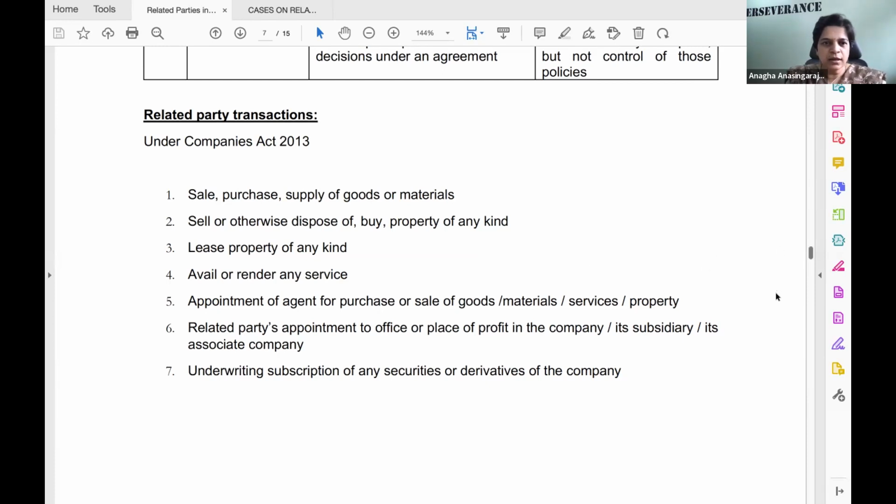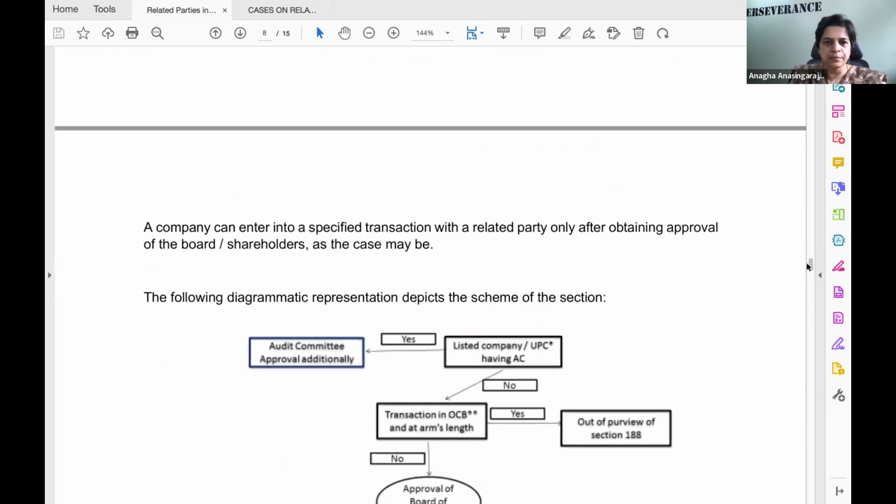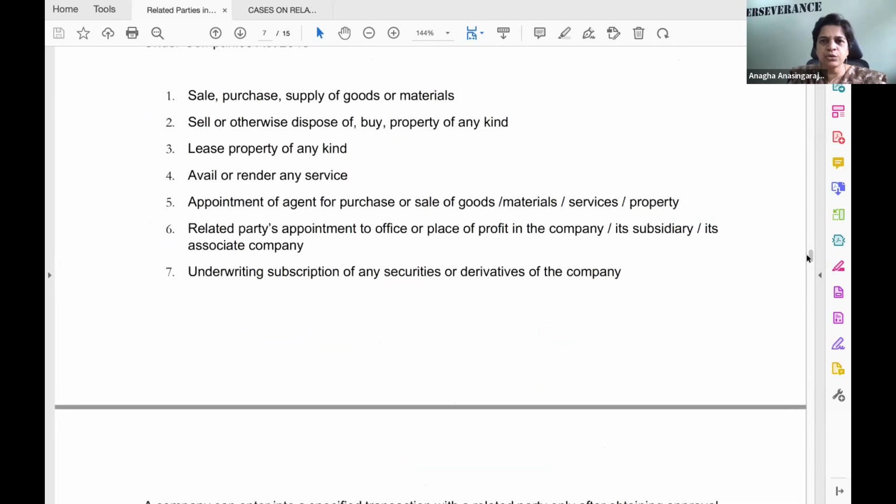So the transactions generally defined in 188 are sale, purchase, or supply of goods or materials; sale or otherwise disposing of, buying, or leasing property of any kind; availing or rendering of any services; appointment of agents for purchase or sale of goods, materials, services or property; a related party's appointment to an office or place of profit in the company, its subsidiary or associate company; and underwriting the subscription of securities or derivatives of the company. So this virtually covers everything.